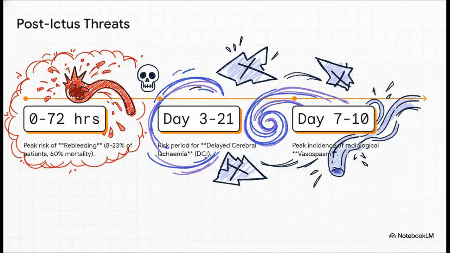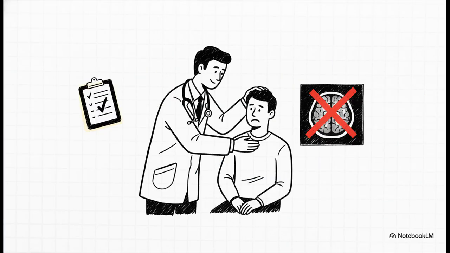But once we get past that window, a new danger starts to emerge, delayed cerebral ischemia, or DCI, which can pop up anytime between day 3 and day 21. And this definition right here, you've got to lock this one in. DCI is not something you see on a scan. It is, by definition, a clinical diagnosis. It's what happens when a patient suddenly develops a new problem, like a weak arm, or their consciousness level drops, and we can't blame it on anything else.